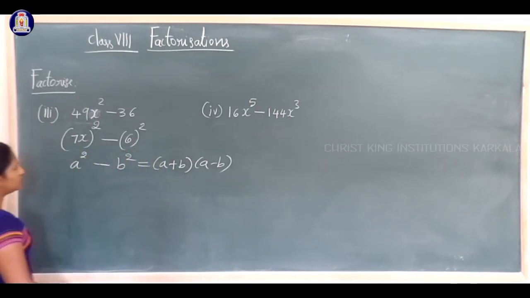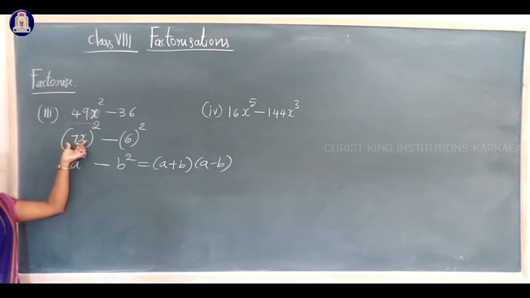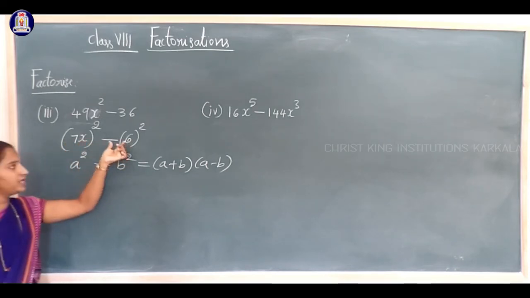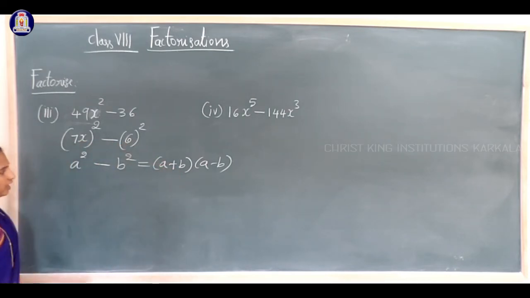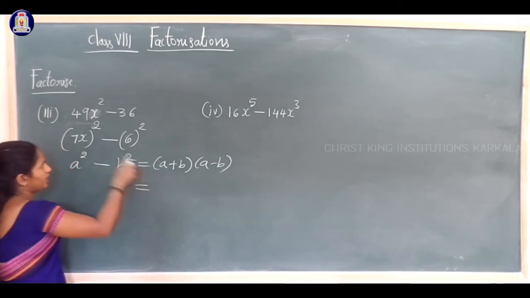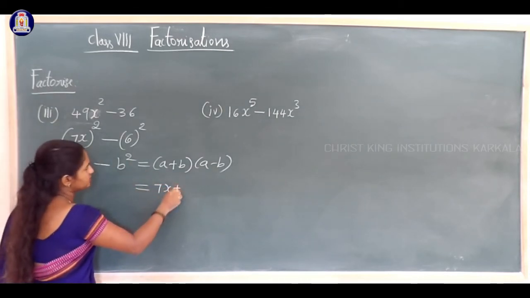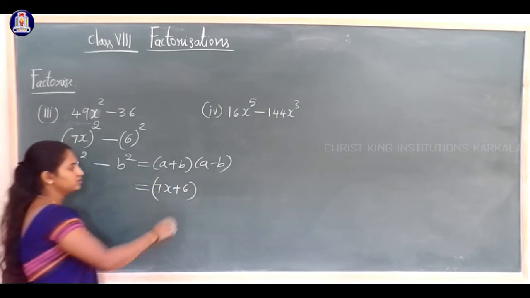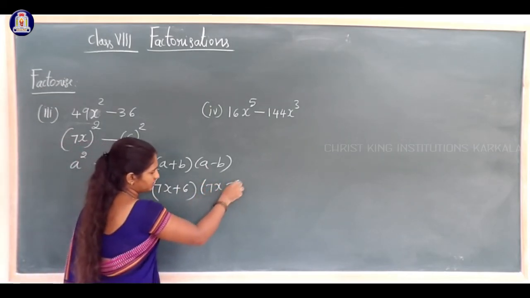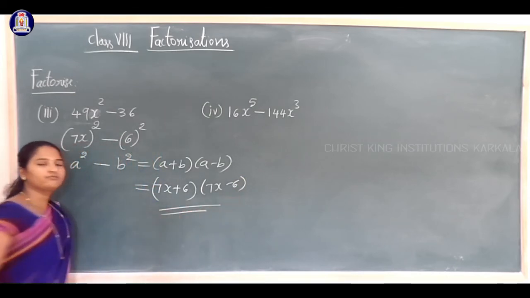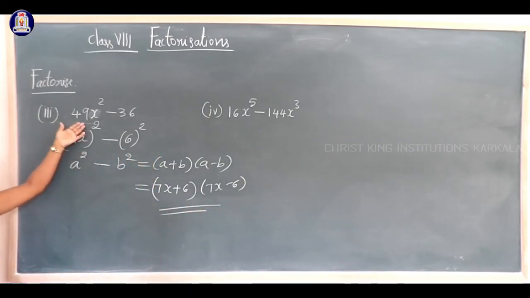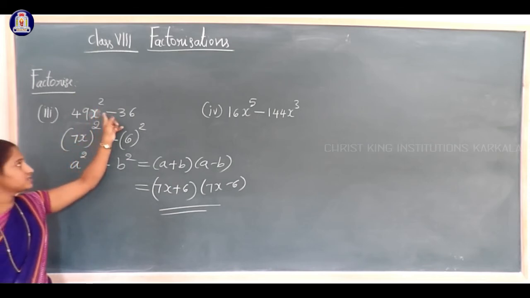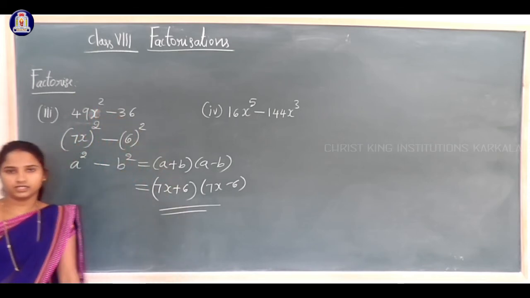So now what is a? a is 7x, and what is b? b is 6. So now write a, 7x, plus b, 6: 7x plus 6 into 7x minus 6. So these are the factors of the given expression, that is 49x square minus 36.